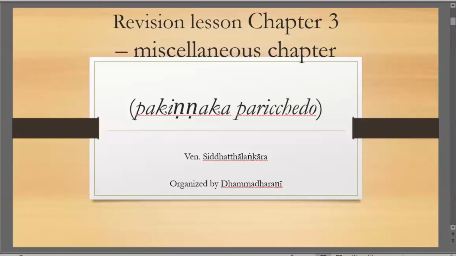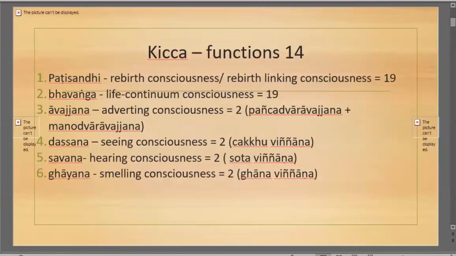As we discussed, I think you can remember the 14 functions. Let's review again. Patisandhi, Bhavanga, Avajjana, Dassana, Savana, Ghayana, Sayana, Phusana, Sampaticchana, Santirana, Votthapana, Javana, Tadarammana, Chuti. That's how we learned in previous lessons.